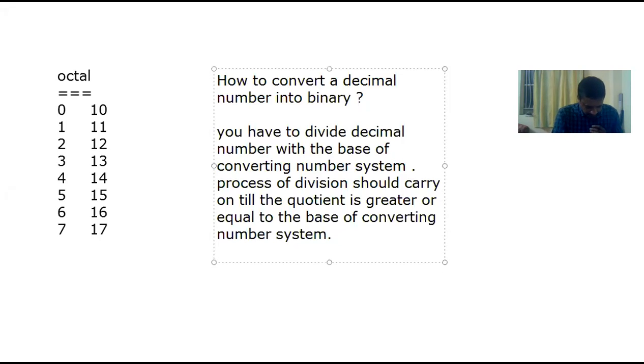All the remainders from the first remainder to the last remainder are put together to get the binary equivalent. Now, let me explain this using a conversion, and I will try to convert this one. I have already explained the numbers over there.